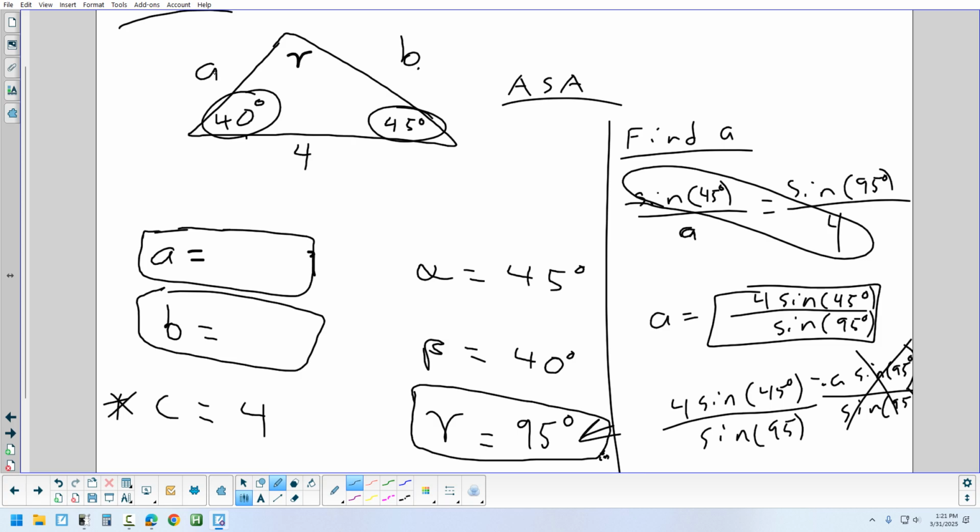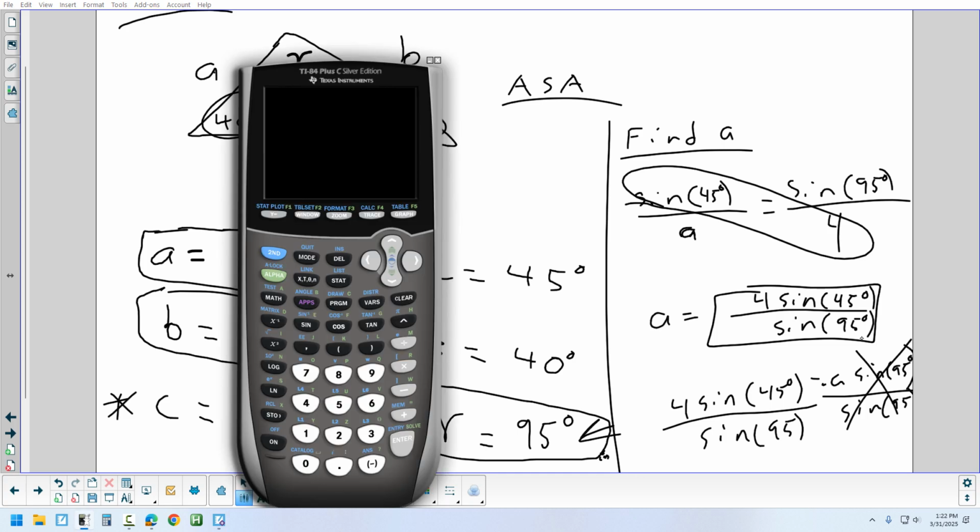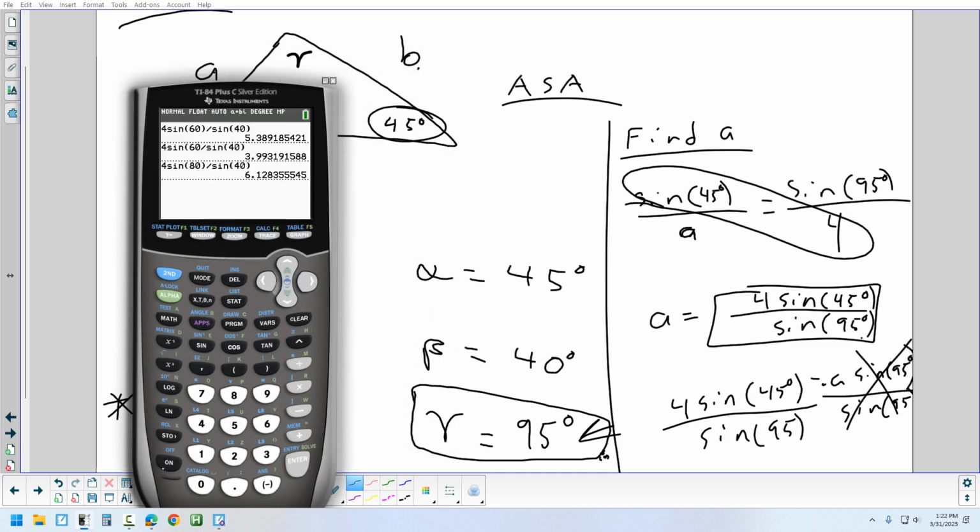Okay, so now type that in and see what you get. 4 sine, remember close your parenthesis after you're done with the 45, and divide by sine 95. It doesn't matter if you close it at the end because you don't have anything else you're typing. So that's fine. Okay, 2.839.